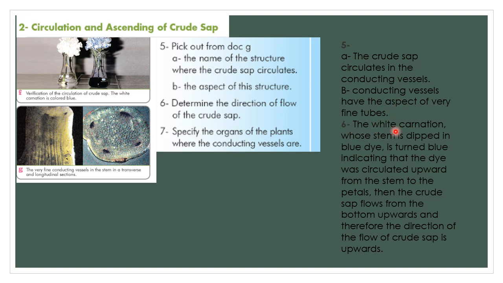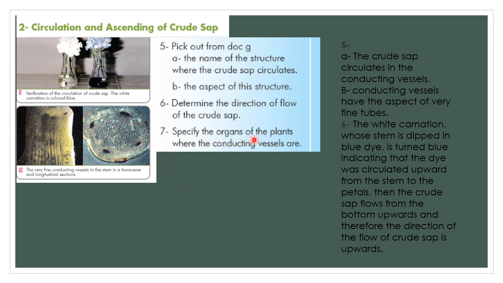So, the white carnations whose stem is dipped in blue dye turned blue, indicating that the dye was circulated upward from the stem to the petals. Then the crude sap flows from the bottom upward, and therefore the direction of the flow of the crude sap is upward.